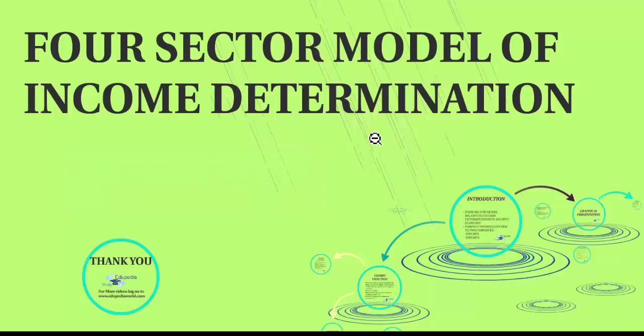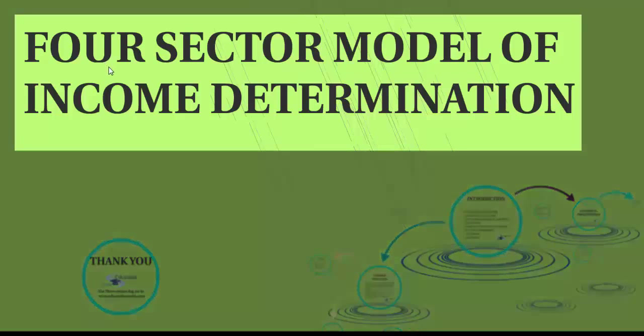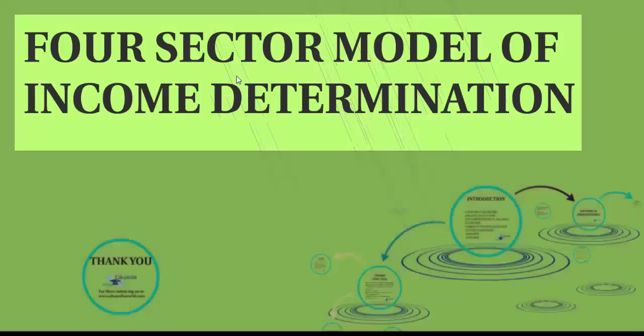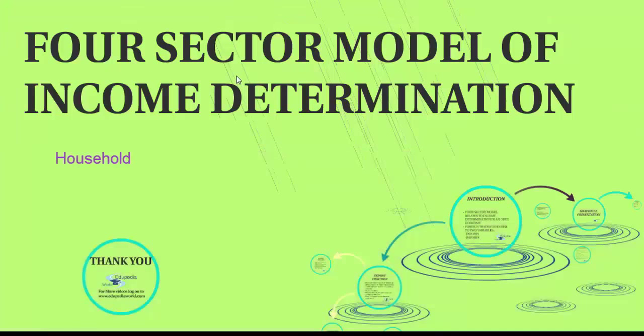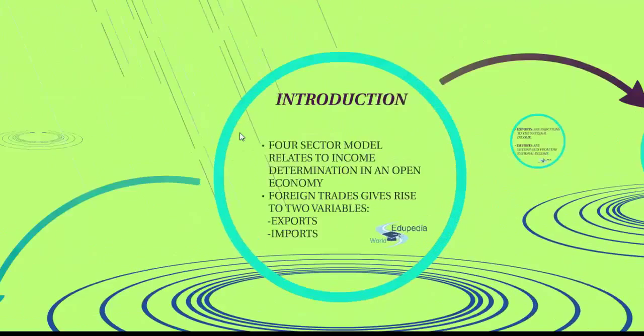Now, here we are going to include the effect of foreign trade, that is exports and imports. So now let's see how income is determined in a four-sector model. Here the four sectors will be household, firms, government, and the effect of foreign trades, that is export and import. So let's proceed forward.